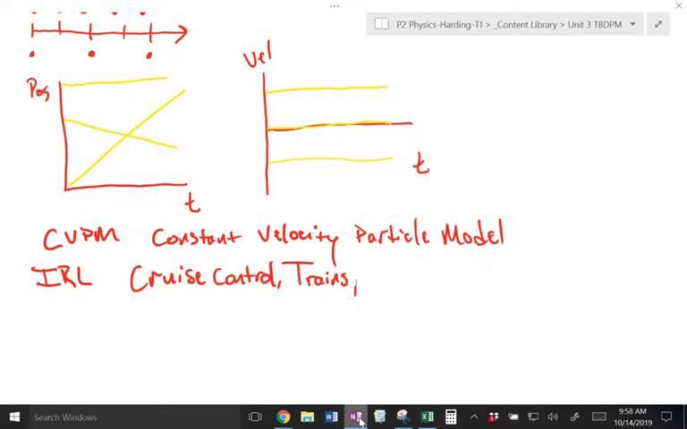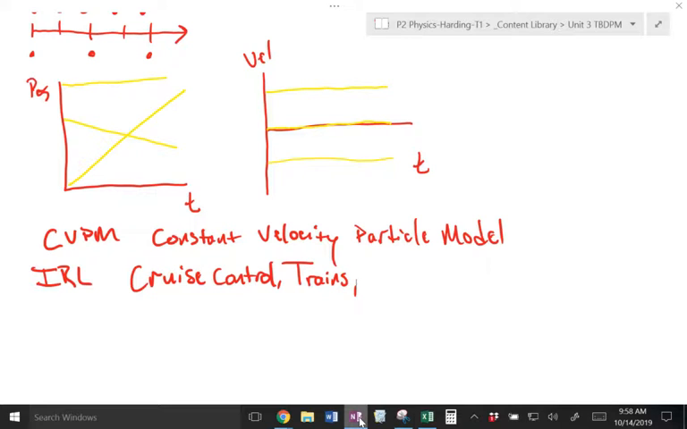This type of idea in science is called a law, okay? It's a law because things either obey it or they don't. What are some things that don't obey the constant velocity particle model? What would be an example of that? Swing. Did you say swing? Okay, like on a swing set, is that velocity constant? You go fast, you go slow.